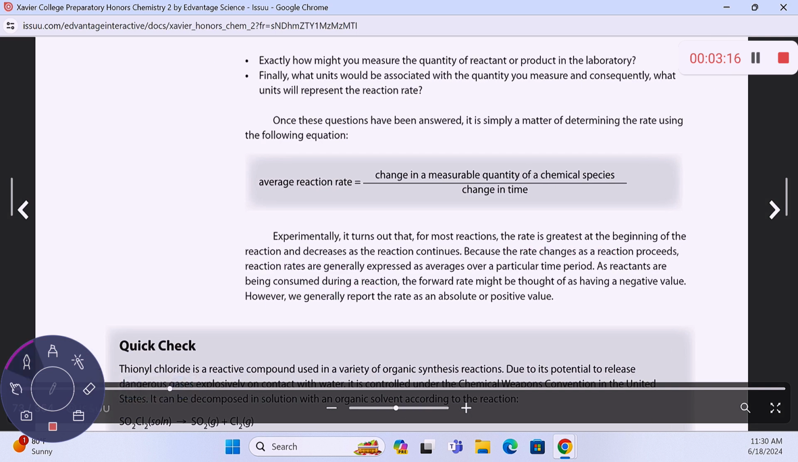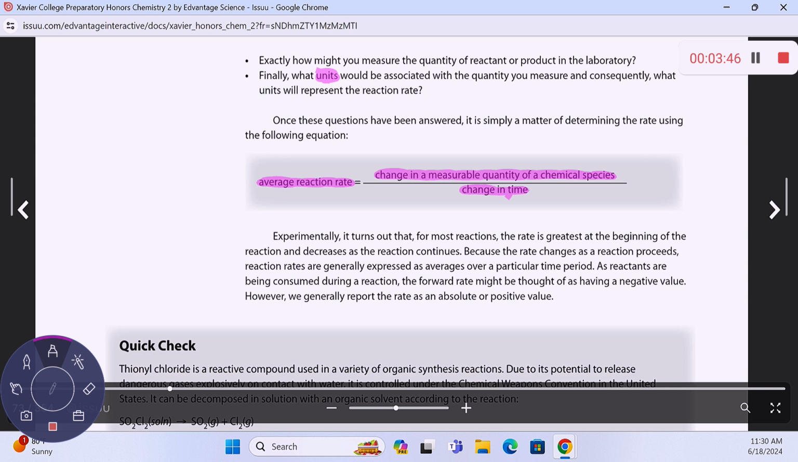You also need to consider, okay, what units are we going to be using to represent the reaction rate? Generally speaking, you can use this equation to measure the rate of a reaction. You're going to measure the quantity of a chemical that's changing over time. Maybe you're measuring the volume of gas produced or pressure produced or the rate of pH changing. It really just depends.